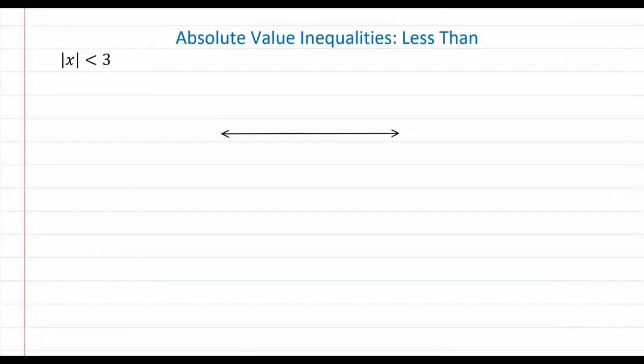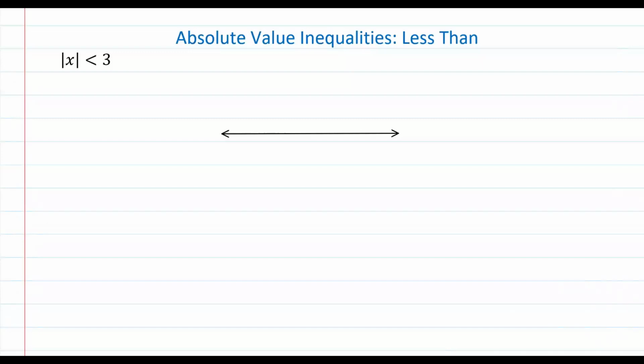Welcome back, mathematicians. In this video, we're going to look at absolute value inequalities, and we're going to focus on the less than inequalities. In other words, we're going to have the absolute value of some algebraic expression, which is less than, or perhaps less than or equal to, some constant. In this case, we're going to look at the absolute value of x is less than 3. And we're going to use this in order to understand how to solve an absolute value inequality.